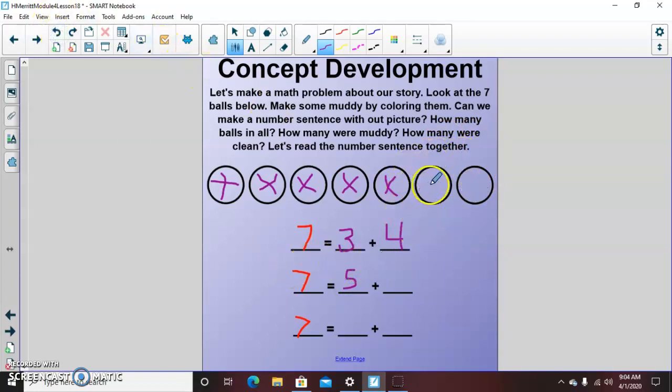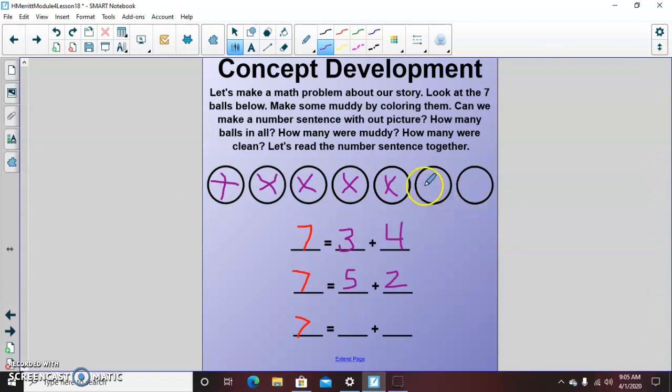Very good. 1, 2. 7 equals 5 plus 2. So put up 5 on one hand, put up 2 on the other. 1, 2, 3, 4, 5, 6, 7. Great job. Okay, we've got one more sentence to do.